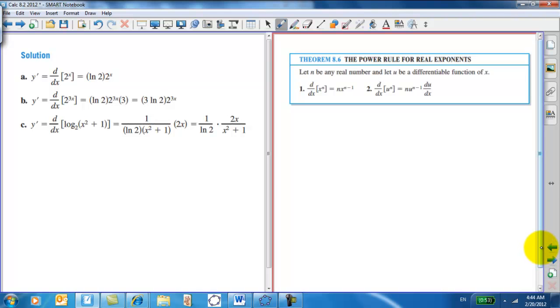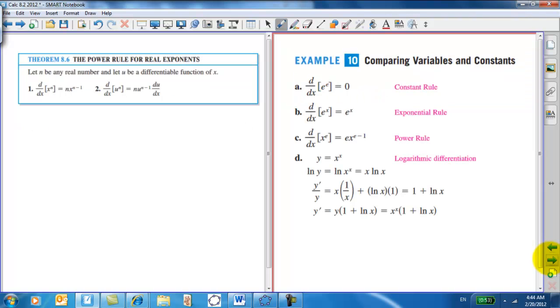Now, here's just a little extra thing. We used to just say the power rule is true for integers. Now it's true for any real number. And I also bring this up because of this comparison here. Notice if you've got e to the e, you don't use any power rules or anything like that. It's just a constant, so the derivative is 0. The derivative of e to the x is just e to the x.